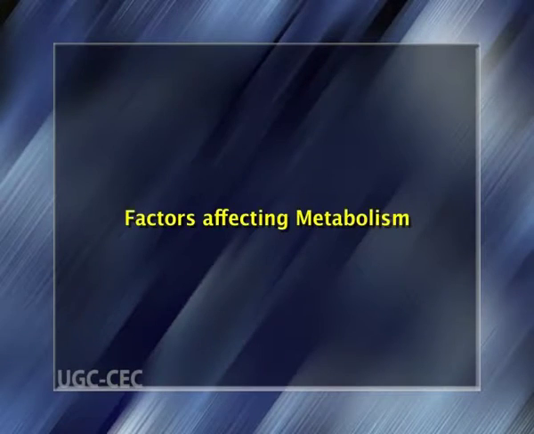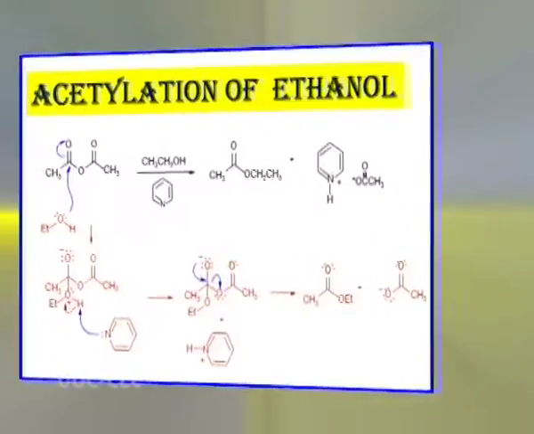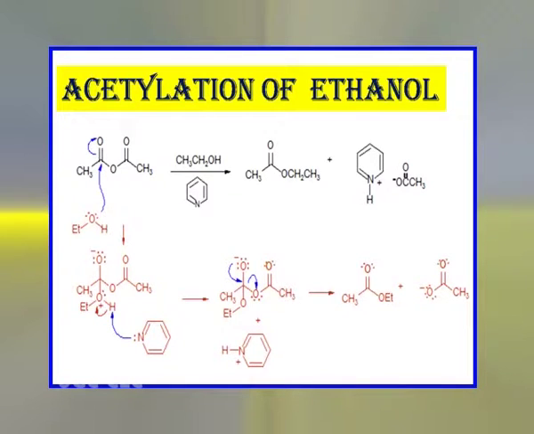Now we will discuss the factors affecting metabolism. Metabolism of drugs can vary widely between different populations. Deficiency of some drug metabolizing enzymes is genetic and will result in poor tolerance of certain drugs. For example, many Asians and Native Americans have difficulty in metabolizing drugs that require acetylation, such as ethanol.